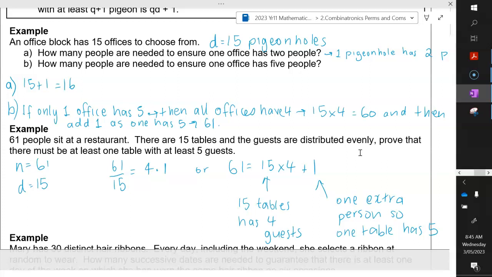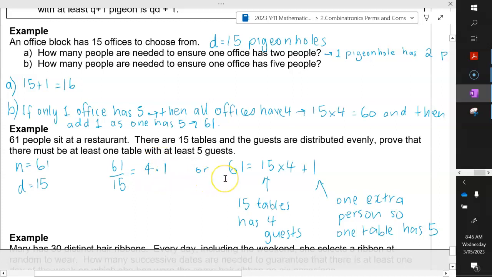Okay, there's 2 ways to think of it. Now, if you had a look at the Atomi video that I showed you, what they do in there is get our 61, divide by 15, and we get 4.1. Now, we can't have part pigeons, we can't have part people. So we're saying that, well, there's 4 people at each table, but we're going to round up to 5, so we're going to have one that's going to have 5 in there.